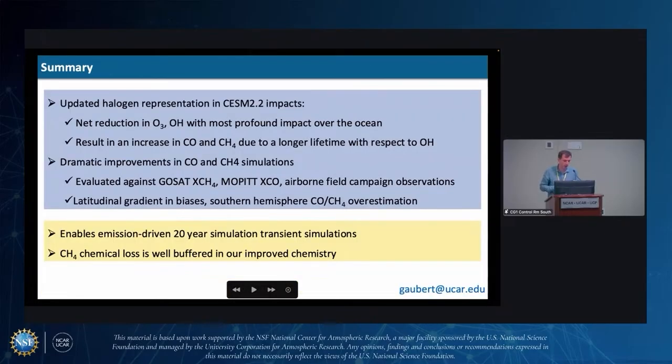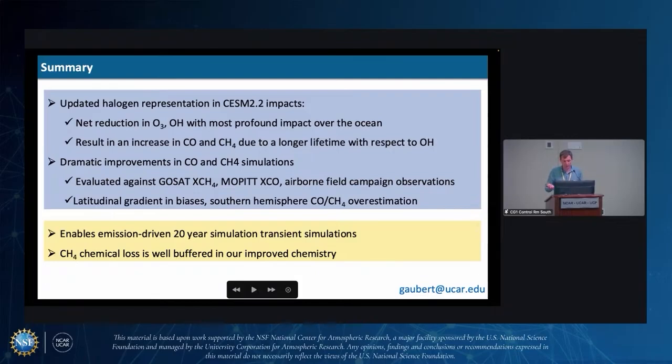In summary, our updated representation of CESM2 allows us to simultaneously better represent ozone, OH, CO, methane, and other related oxidants, as shown by aircraft observations and satellite columns of CO and methane, as well as NDACC, which didn't show here. And we now overestimate CO in the spring and underestimate in the summer, and we do have a better OH in the northern hemisphere, but that comes at the cost of more work to be done in the tropics and the southern hemisphere.